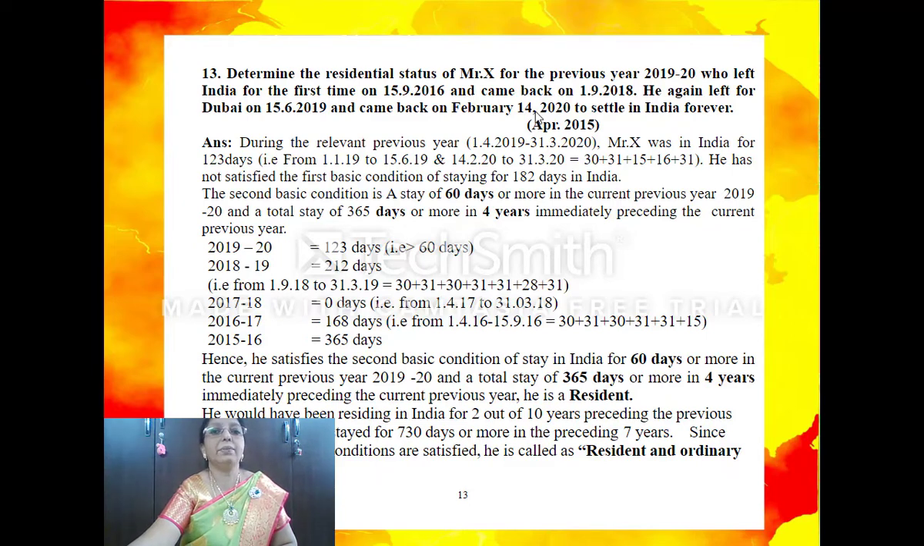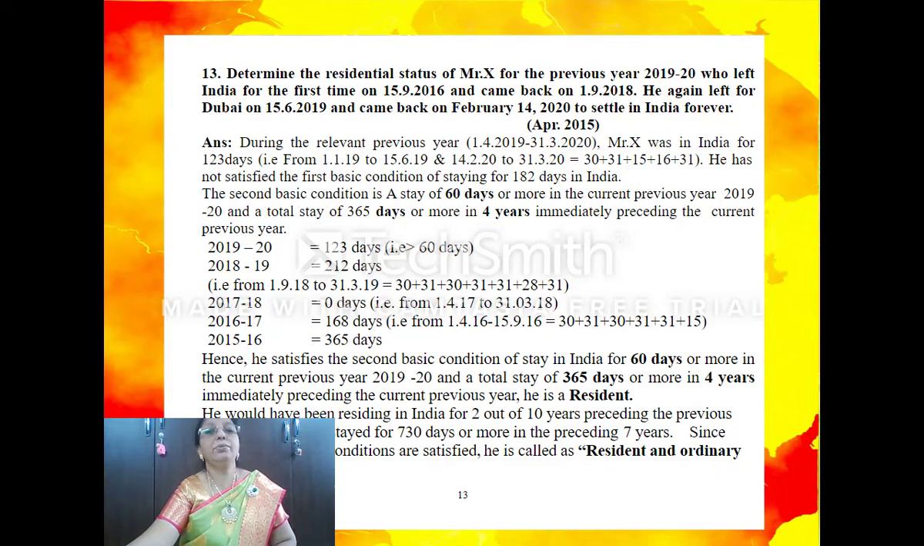So his stay in India during the previous year is 123 days, which is more than 60 days, and we go for 4 years prior to the previous year. We count the days he is in India. So in 4 years prior to the previous year, he is there for more than 365 days. And 2 out of 10 years he should be a resident. Yes, we can easily say he is a resident in 2 out of 10 years. And 730 days in 7 years prior to the previous year also is fulfilled in the same 4 years itself. So another 3 more years we can take and add and check for ourselves. So he is a resident and ordinarily resident.